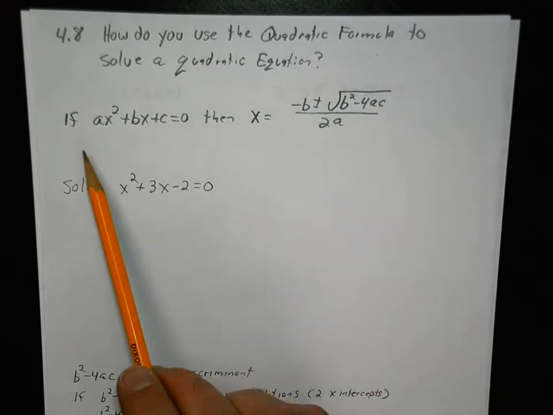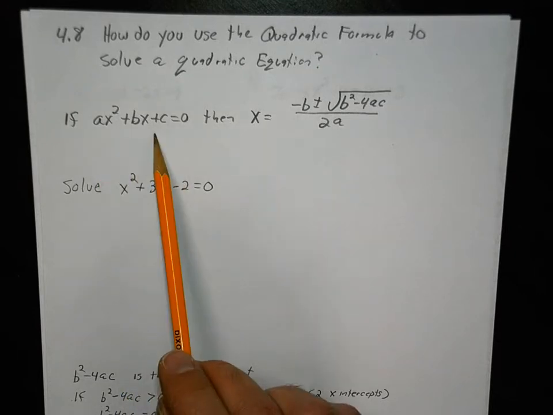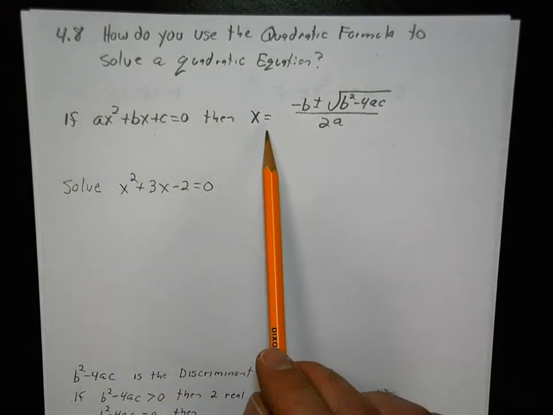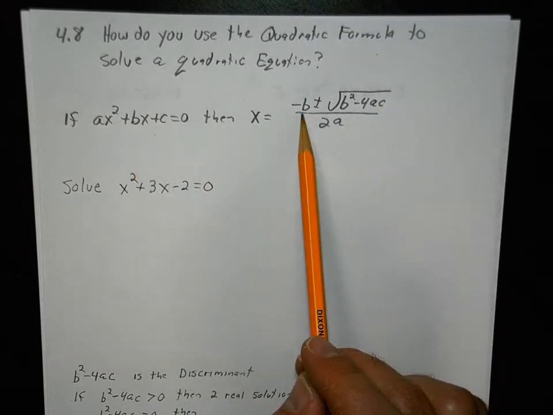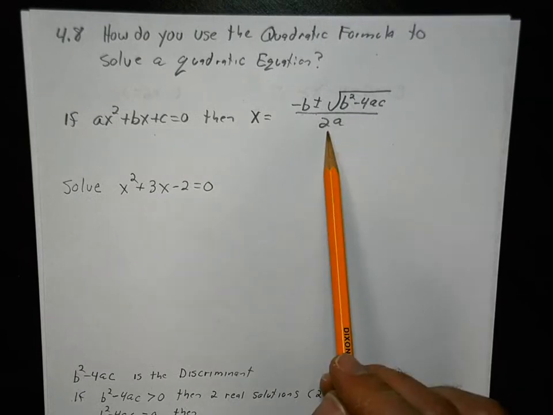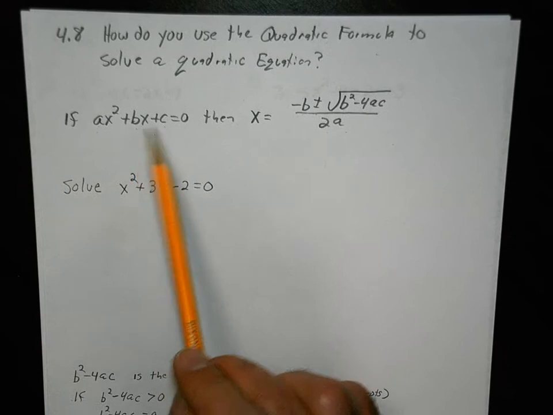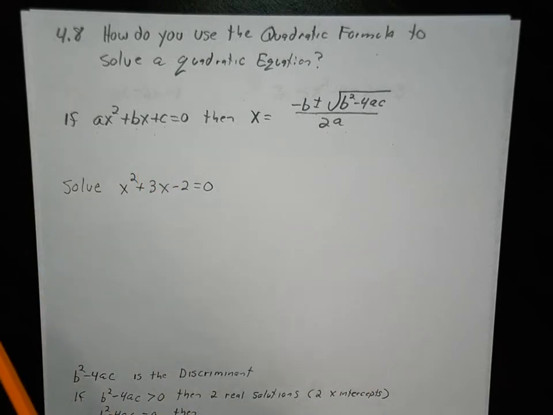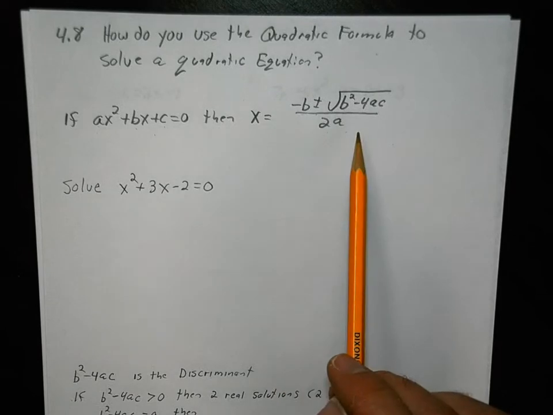So here's the quadratic formula. If I have a quadratic equation in standard form, then its solution is equal to this. So it's the opposite of b plus or minus the square root of b squared minus 4ac all over 2a, where a, b, and c are the coefficients in standard form. Okay, so all it is is plugging those numbers into here and getting your solutions.